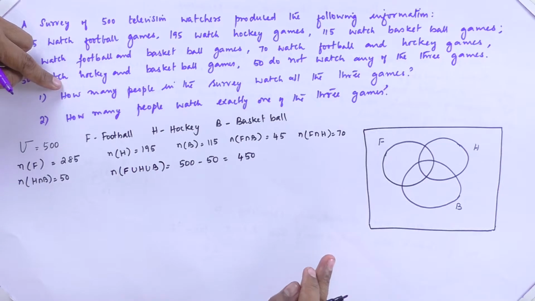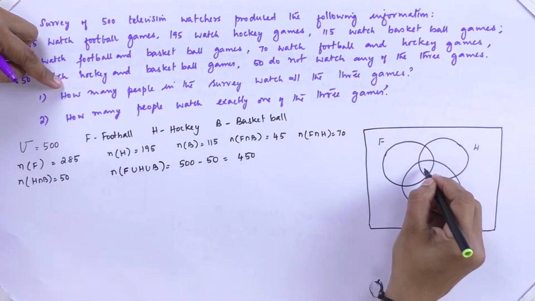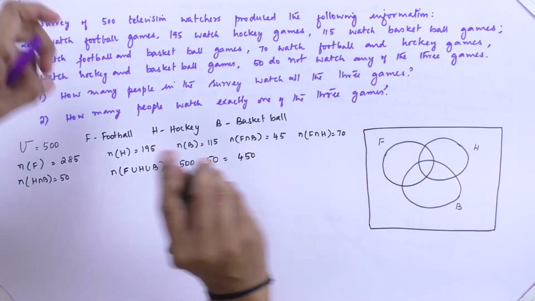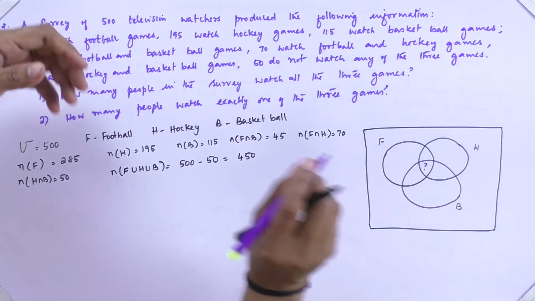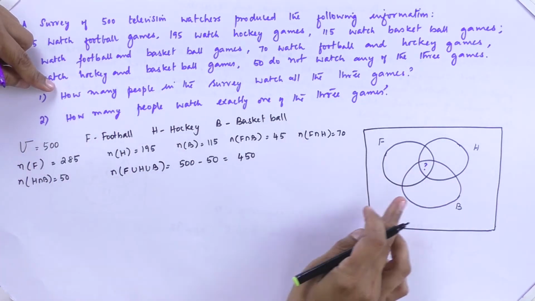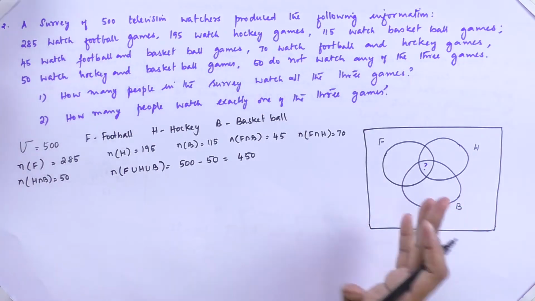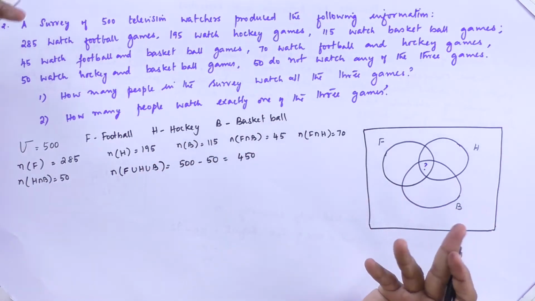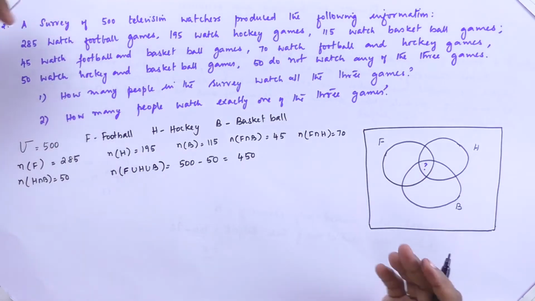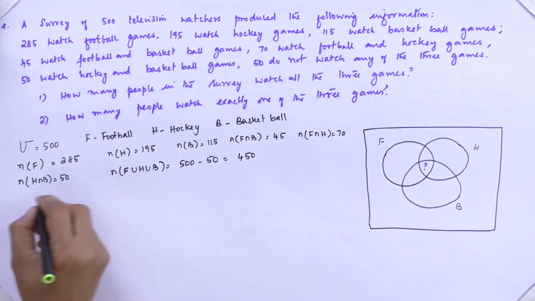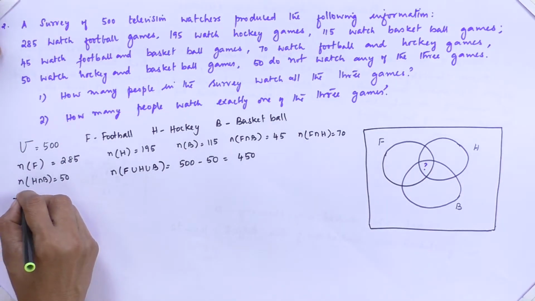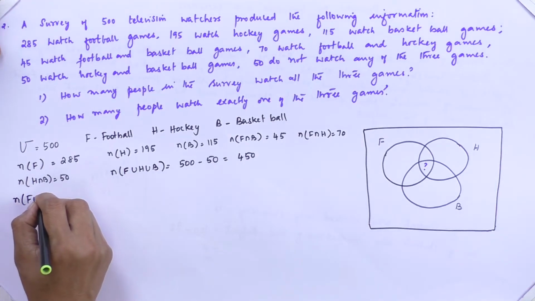Now, how many people in the survey watch all the 3 games? This portion we are supposed to find. So how do we find this portion? Let us see what we can use from this Venn diagram directly. If we go as we did in the previous problem, we will not be able to get that very easily, but still we can use the formula. So what does it say? The principle of inclusion and exclusion extended for 3 sets.